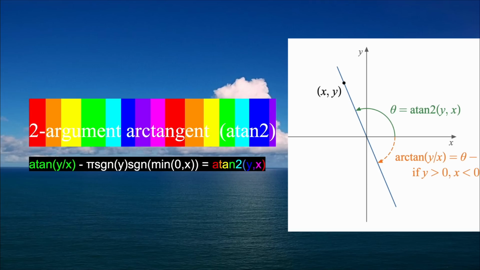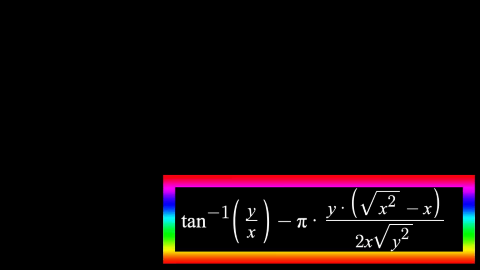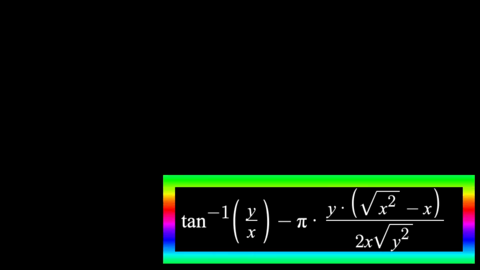Finally, the two-argument arctangent function spits out an angle based on a coordinate. Don't like this formula right here? This is the piecewise definition of the function, which I shamelessly stole from Wikipedia. Still don't like it? Here's an algebraic abomination derived by me. This concludes level 1.